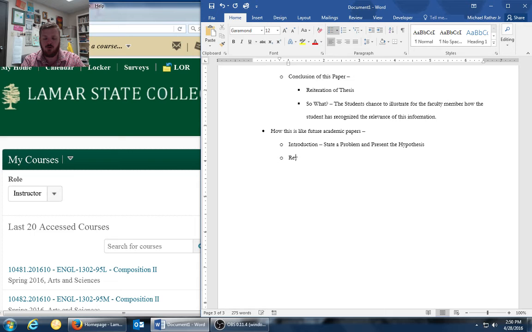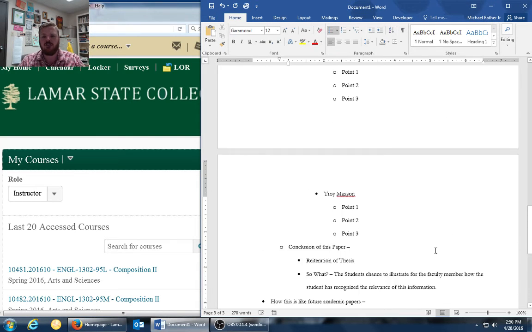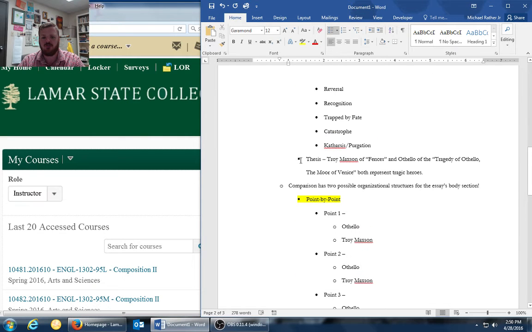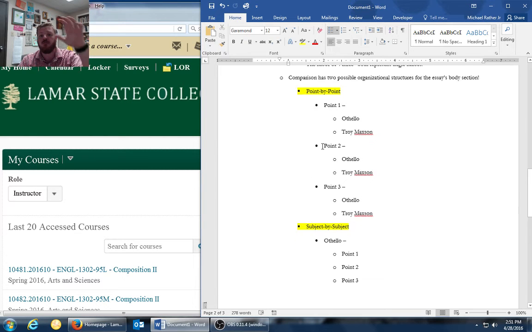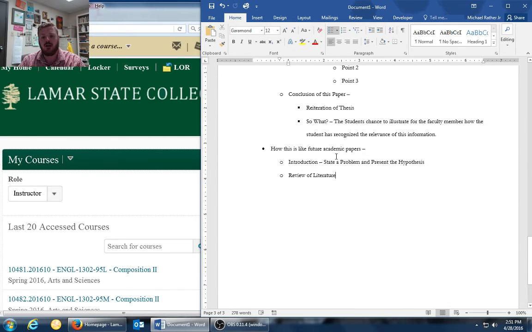Then you have a review of literature, which is basically what this part is here. Whichever version you pick, point by point, or subject by subject, remember those are two different options. You don't have to do both, pick one or the other. That's what you're doing in this paper. You're reviewing the literature, the two plays, and what people have said before. What I've said is that they're tragic heroes, so you're showing me you can do that. And then you would lead into, from that review of literature, the findings of your research.